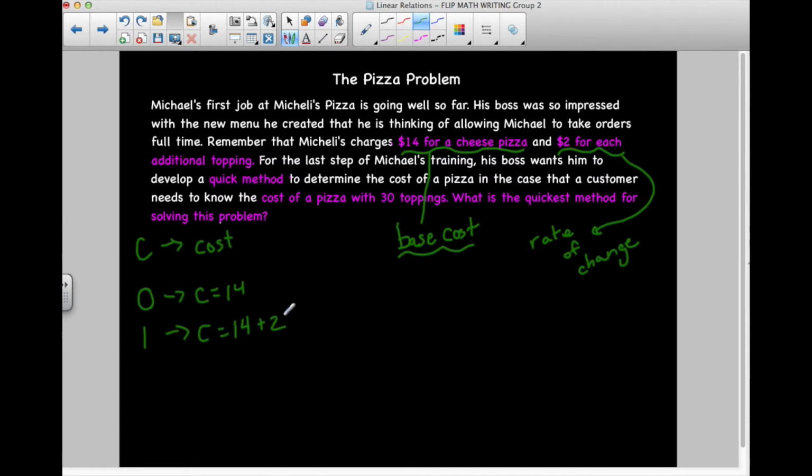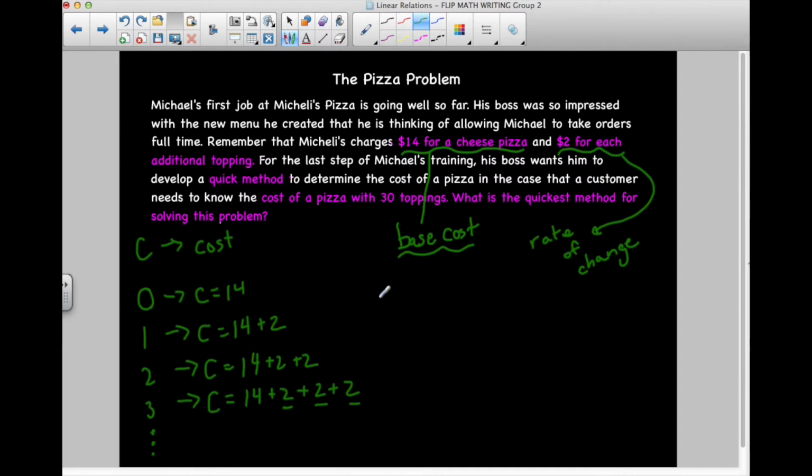We can go ahead and calculate this, but I think we're looking for something that's quick here. And so let's just explore what's happening here. For 2 toppings, our cost is 14 plus 2 plus 2. And for 3 toppings, our cost is 14 plus 2 plus 2 plus 2. Now, can you imagine doing this for 30 toppings? It seems like it might take us a really long time to add 30 times.